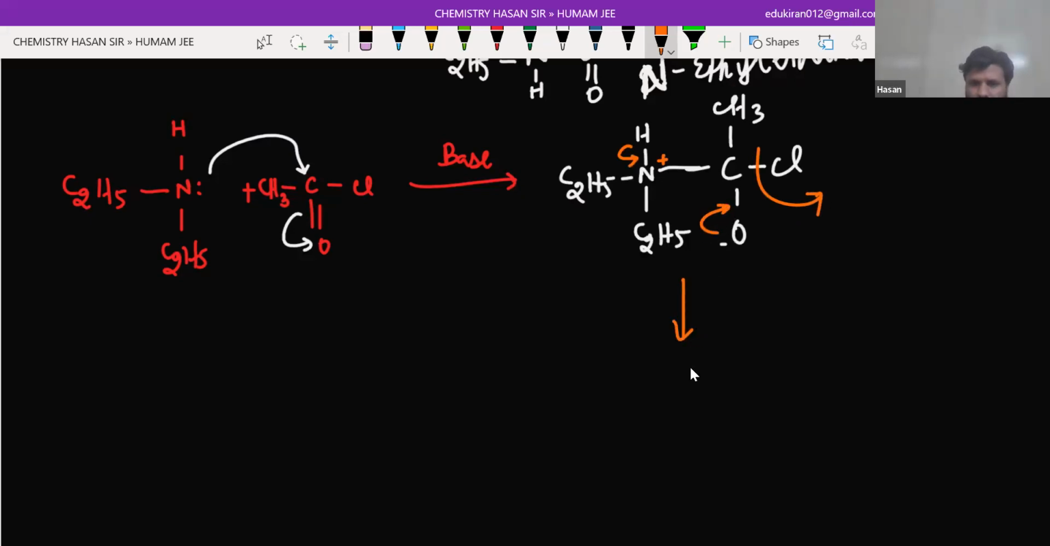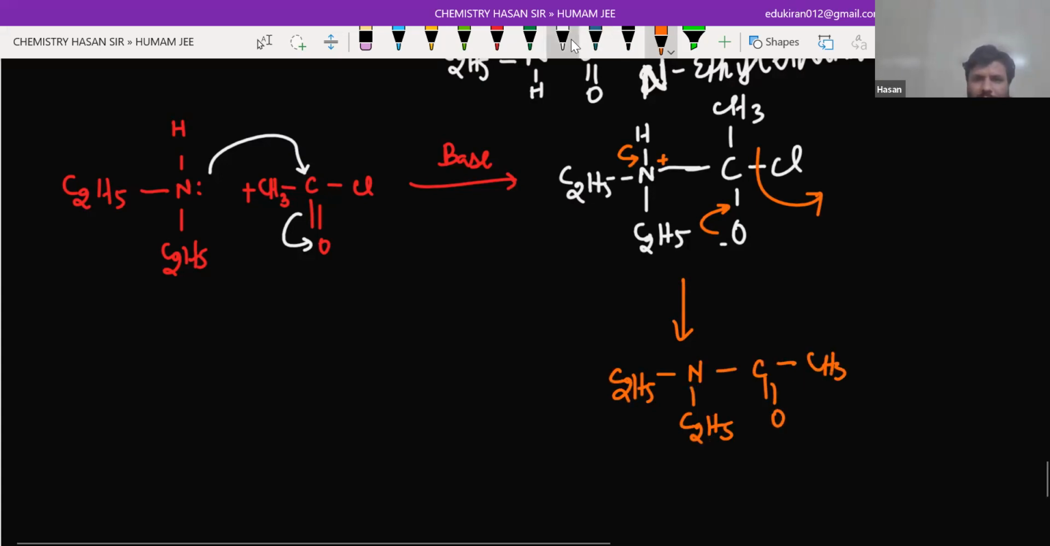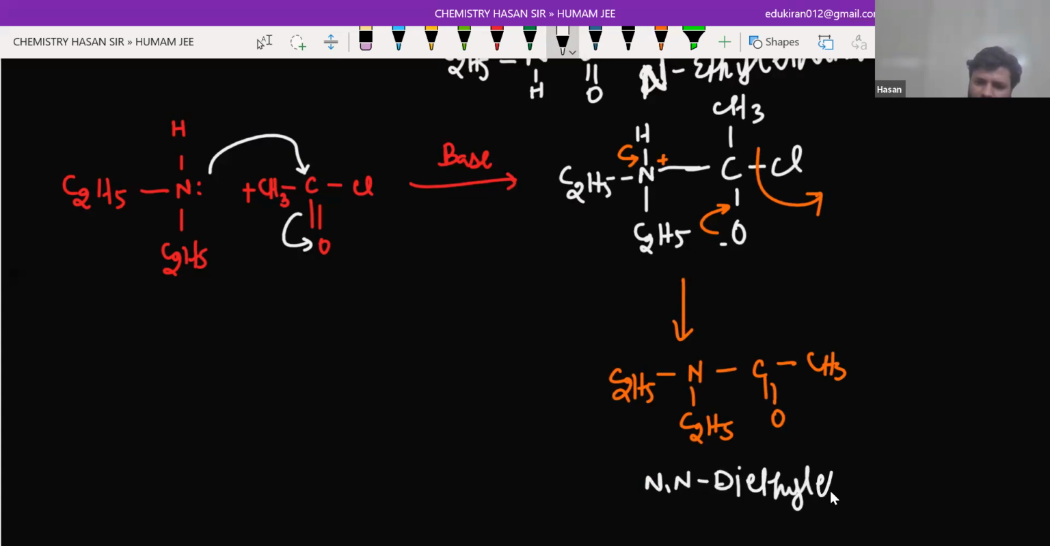Okay, so this becomes N, C2H5, C2H5, and then C double bond O, and then CH3 is there. And it has a name. There is 2-ethyl, 3-ethyl is there. So again, I'm going to write N,N-diethylethanamide.